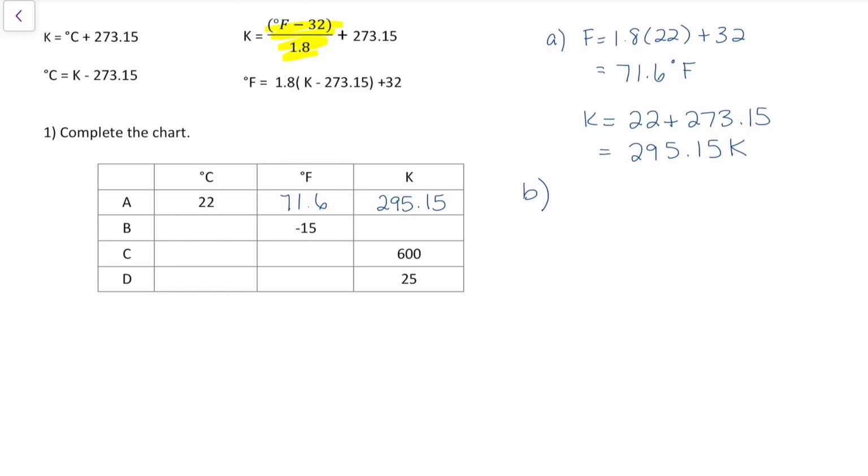For B, I'm going to go from Fahrenheit to Celsius. So I'm going to take my negative 15, subtract 32, and then divide by 1.8. I get negative 47 over 1.8, which is negative 26.11 degrees Celsius.